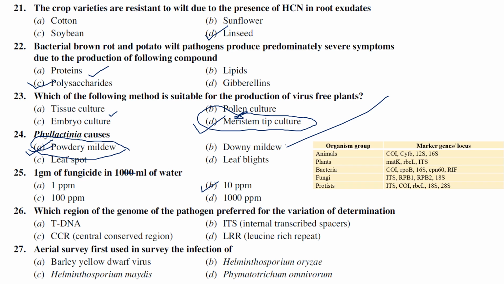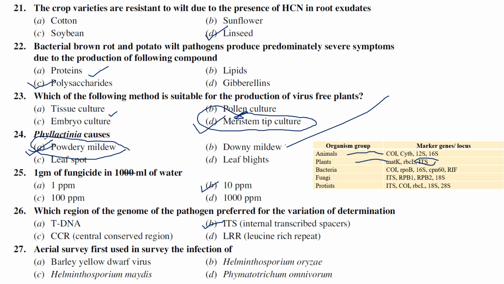Which region of the genome is preferred for pathogen variation and determination? T-DNA region, ITS region, CCR region, LRR region. For the detection of fungal variation, we can recommend ITS, internal transcribed spacer. For animals it is COI, cytochrome b, 12S, 16S. When it comes to plants, matK, rbcL. ITS is generally mostly recommended for fungi.